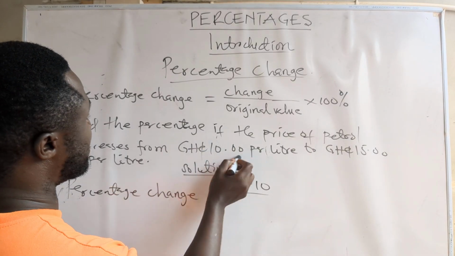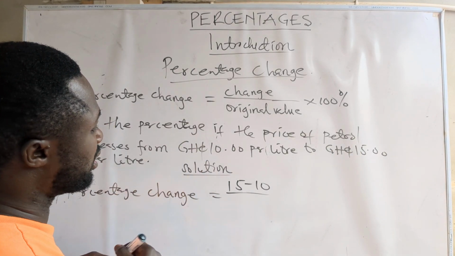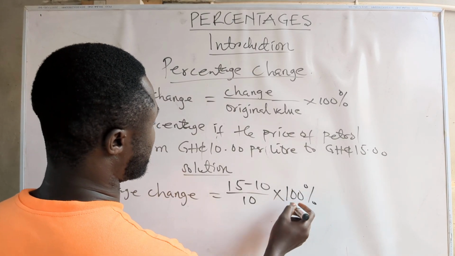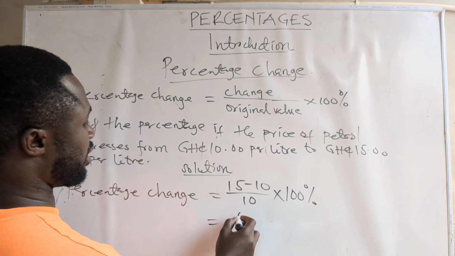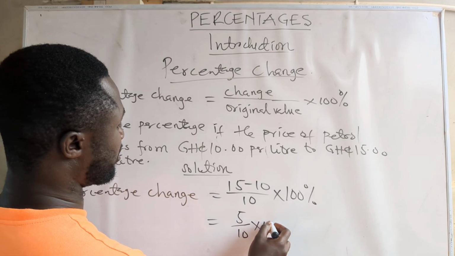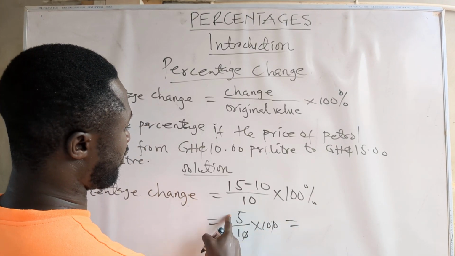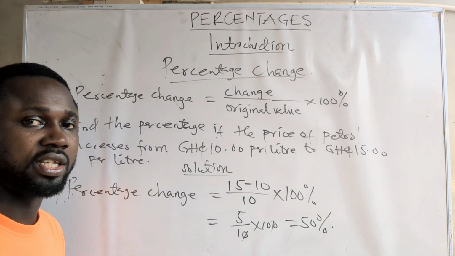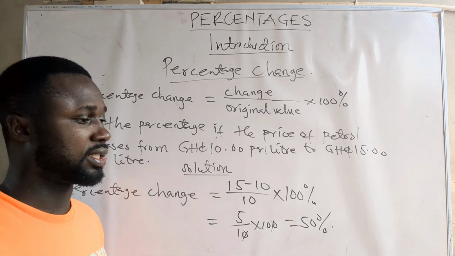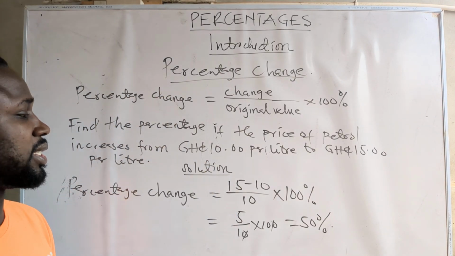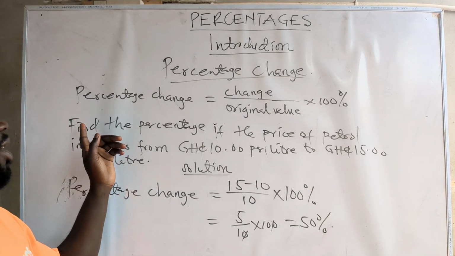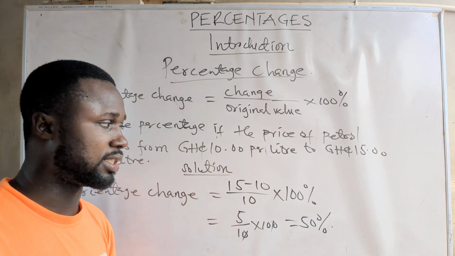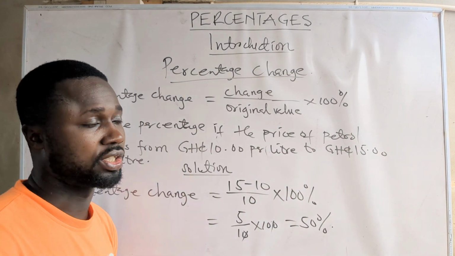It was 10 cedis before there was a change, then 15 cedis. So we have to divide by the 10, then multiply by 100%. So 15 minus 10 will give us 5 over 10 times 100. Then 5 times 10 will give us 50. So the percentage change is 50%. There was a 50% change as the fuel increased from 10 to 15 Ghana cedis. So that is the percentage change.